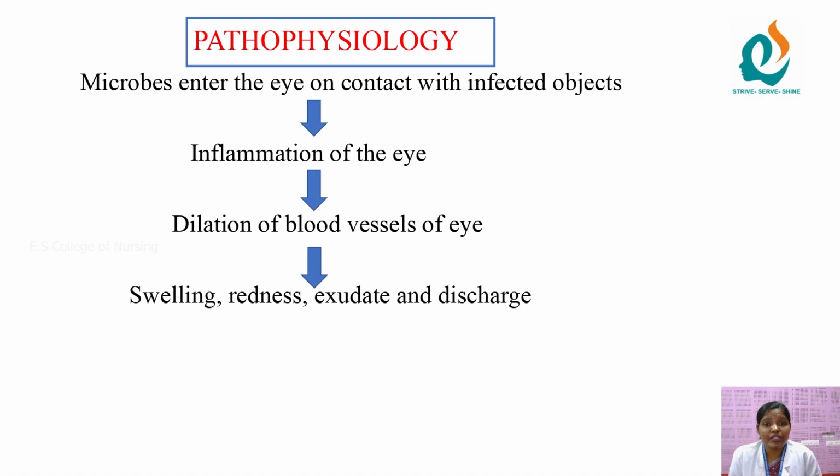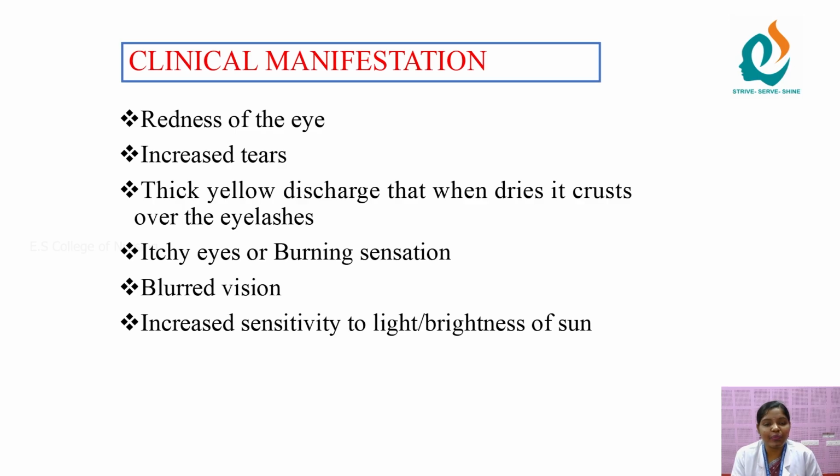Due to the etiological factors, there is a pathophysiology. Microbes enter the eye or come in contact with an infected object. It may lead to inflammation of the eye, which may lead to dilation of the blood vessels of the eye. This may lead to swelling, redness, exudate and discharge. Next we move on to the clinical manifestations.